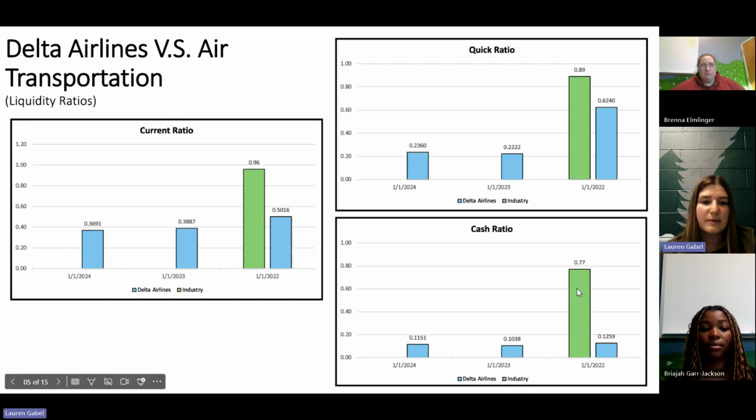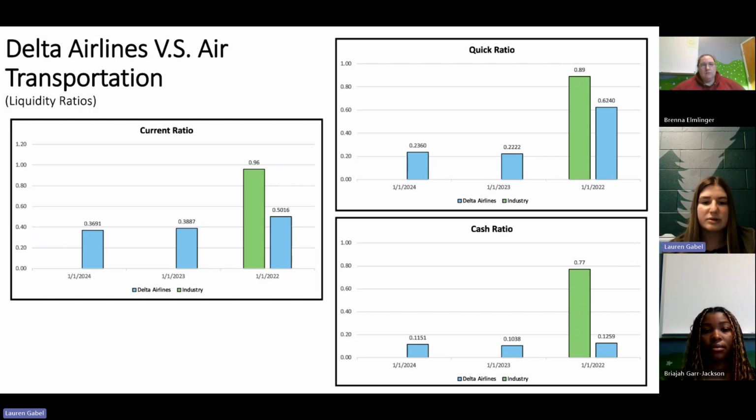And for our last graph, we're going to talk about our cash ratio. Cash ratio measures the company's ability to pay off its current liabilities by using strictly cash. Again, by looking at the graph, you can see that Delta Airlines is pretty consistent over the 3 years. This shows that the company is not able to pay off many current liabilities strictly with cash. For our industry comparison, the company is way under average. This shows that the other airline companies outnumber Delta in their ability to pay off current liabilities with cash.